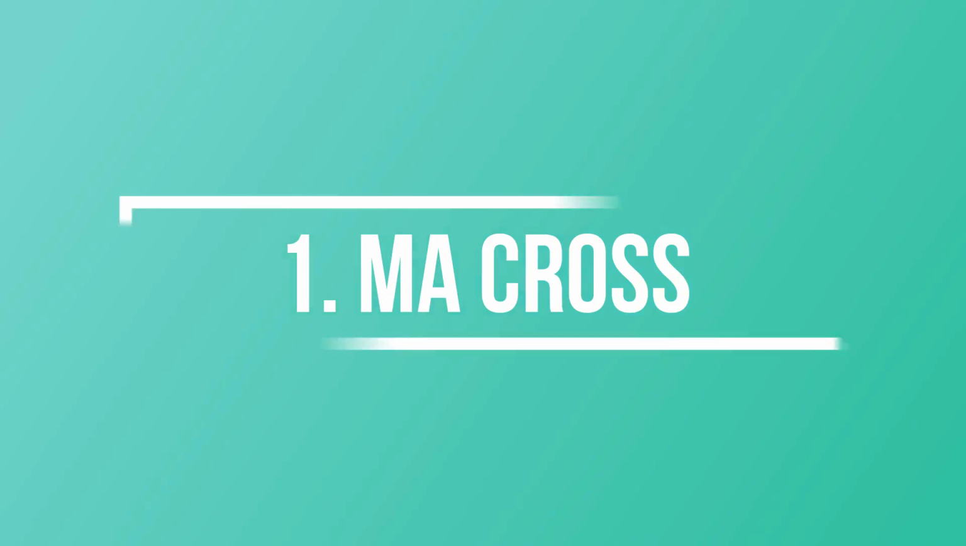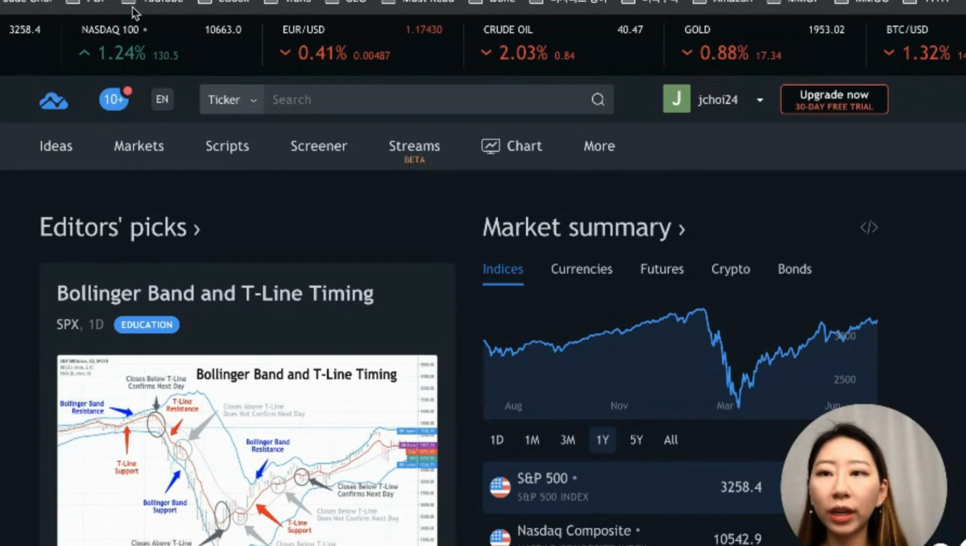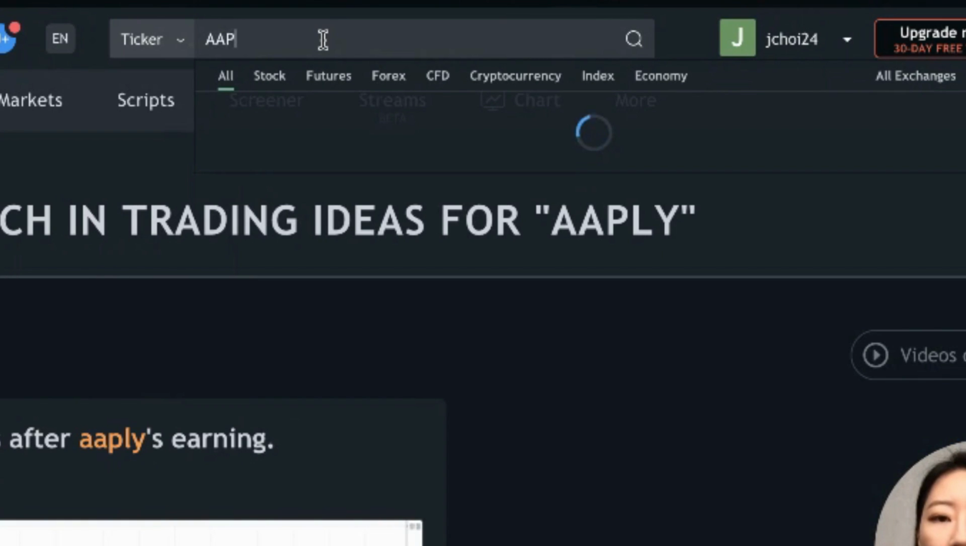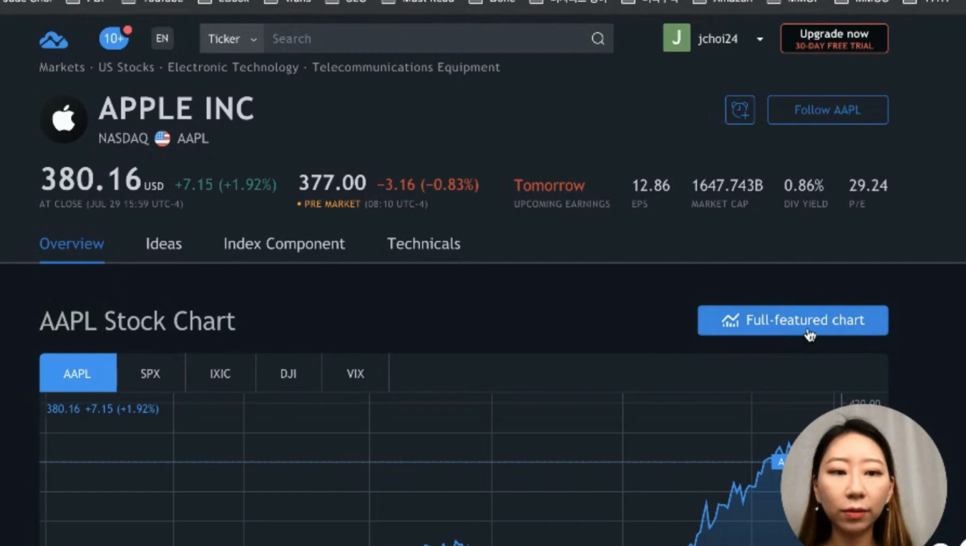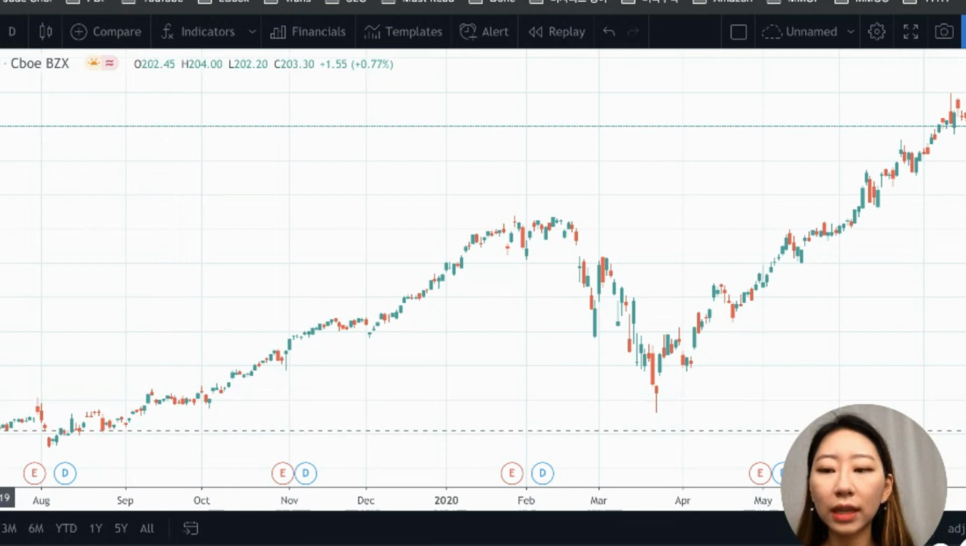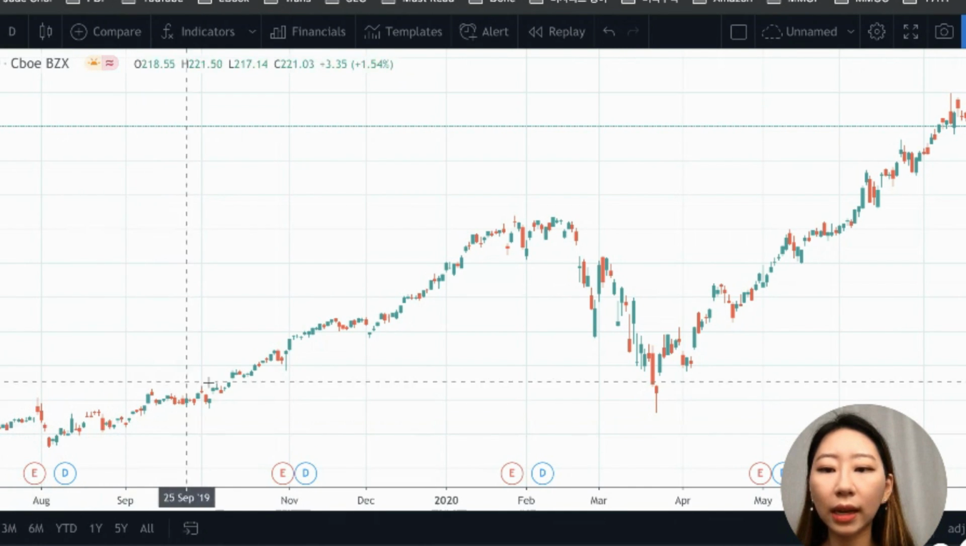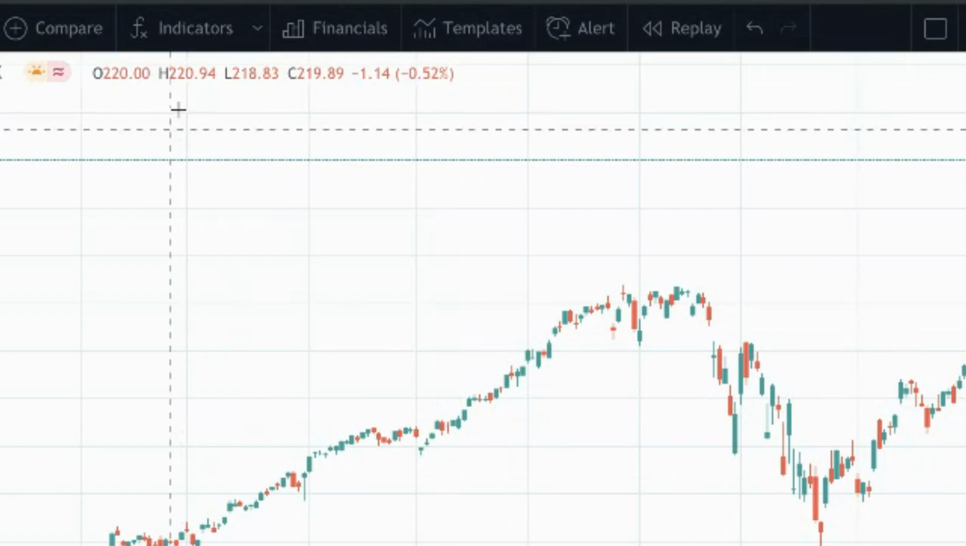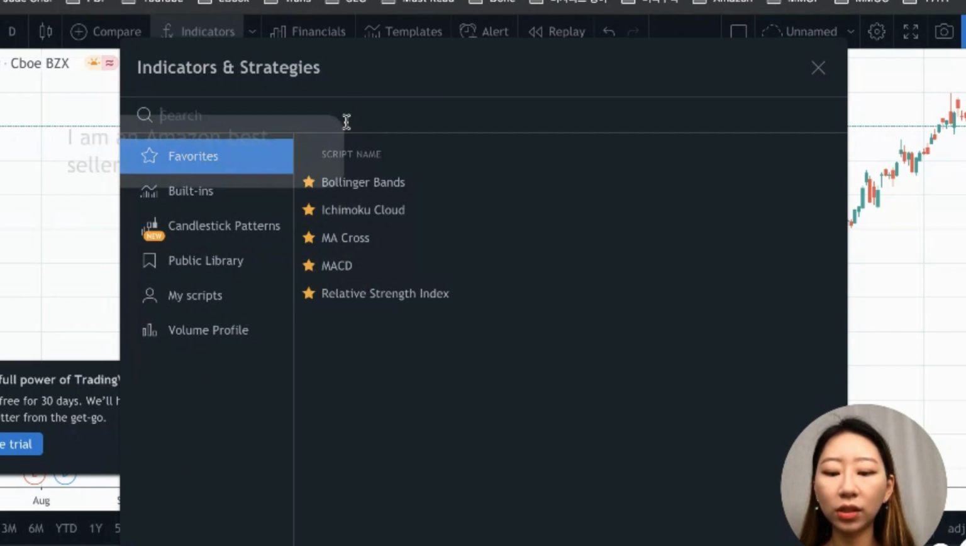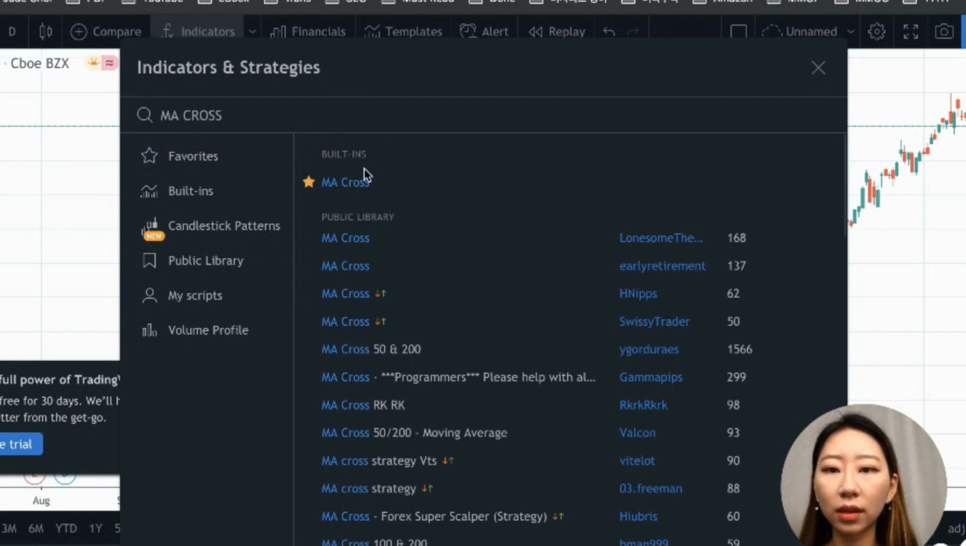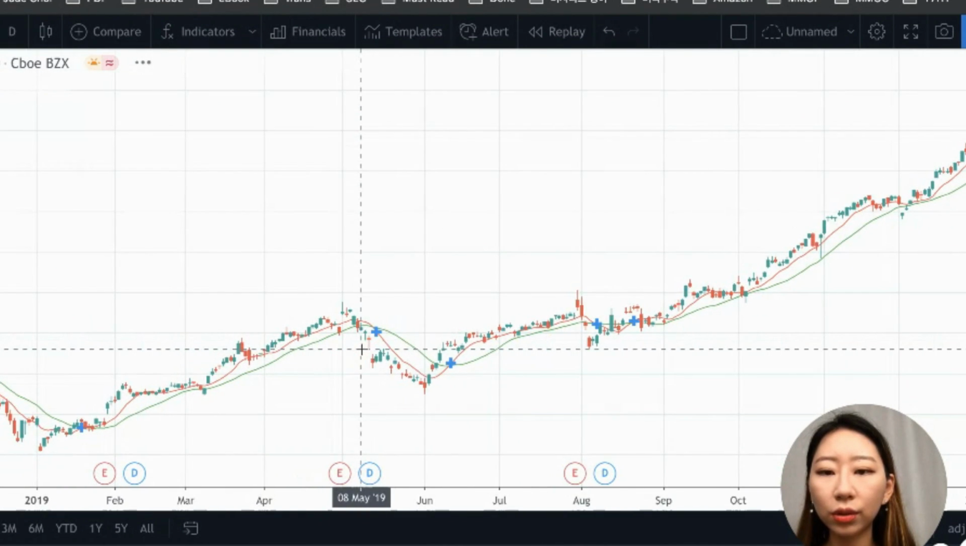1. MA Cross. Let's go to tradingview.com, search a company, and click full featured chart. Then you'll just see this basic candlestick charts. So we're gonna go to indicators, then search MA Cross. And then you're going to add MA Cross. Then you'll see 2 lines here.